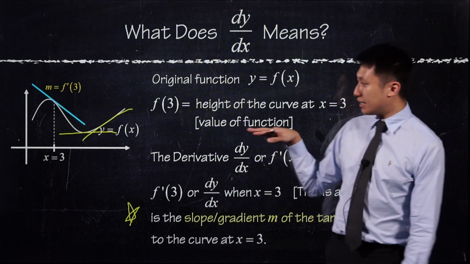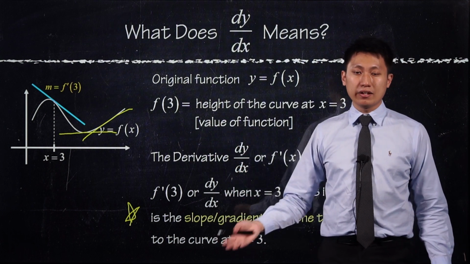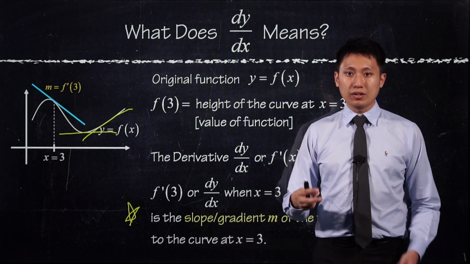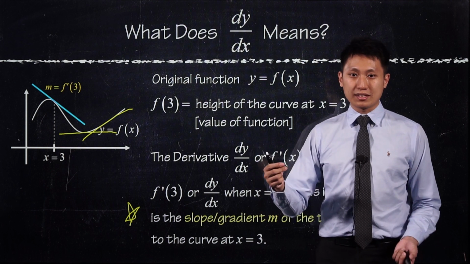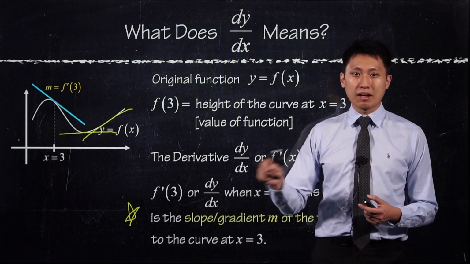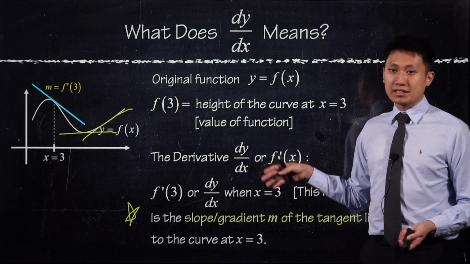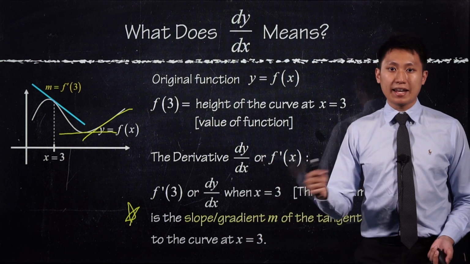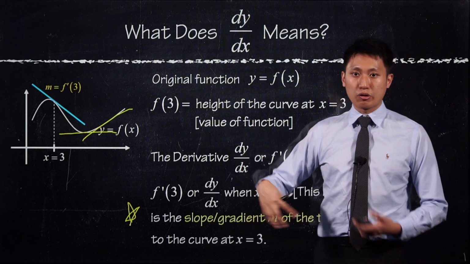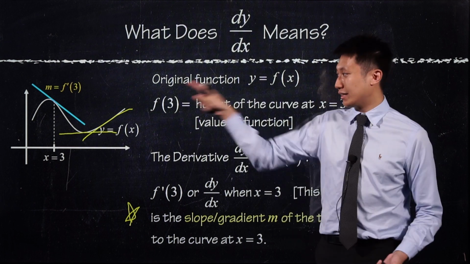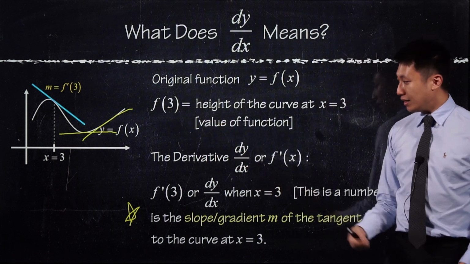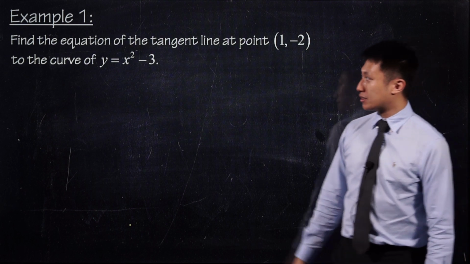So now you know what it means by dy dx when you substitute a number. Let's say your f(x) is equal to 2x, the derivative is equal to 2. So that 2 is just the slope. Let's say f(x) equals 5x squared, the derivative is 10x. You substitute a number in, it will give you a number. That number is the slope. Okay, let's move on to talk about something else.